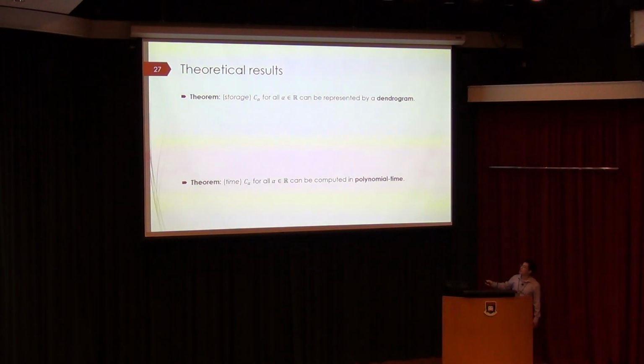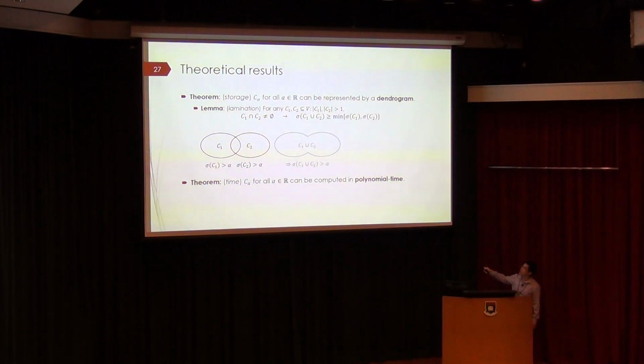For the first result, the proof relies on this lemma. This lemma is quite elegant, but let me explain a particular proof idea. Suppose I have one cluster C1 that has a strength larger than alpha, so it's a possible candidate for C alpha. And C2 is also a possible candidate. Then what this lemma is trying to say is that sigma of the union of C1 and C2 is at least the minimum of each individual sigma.